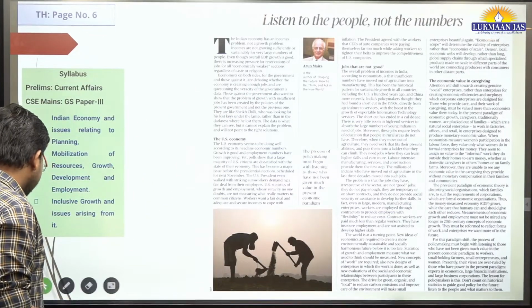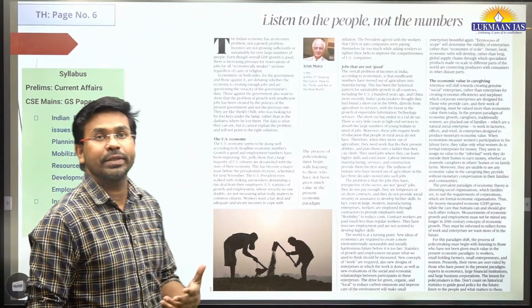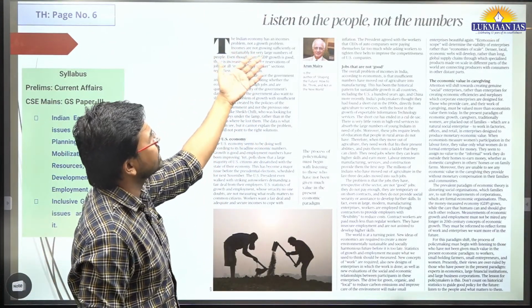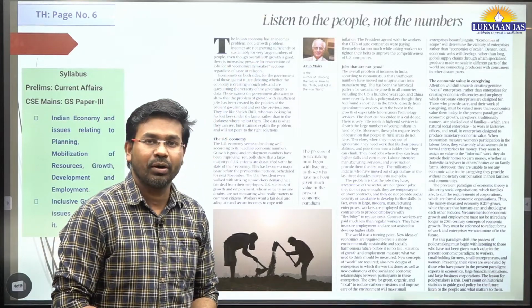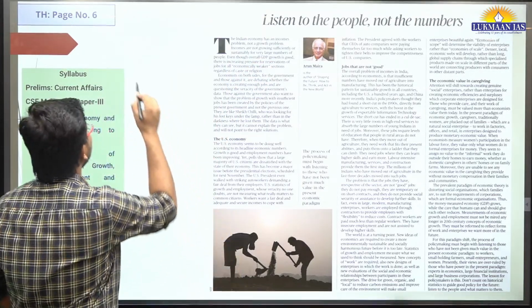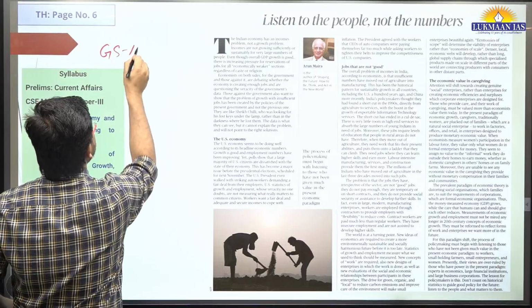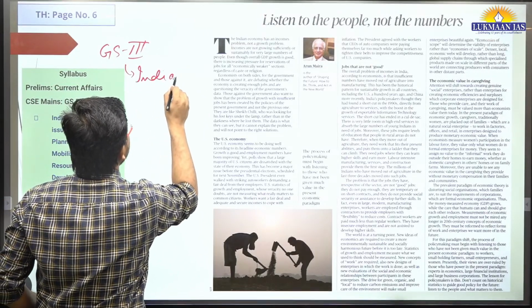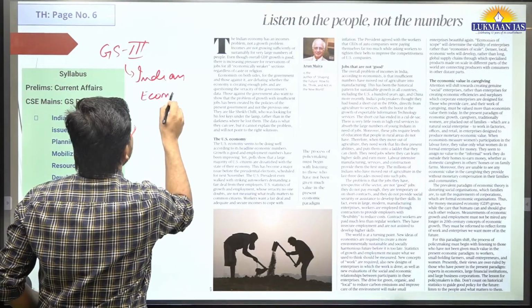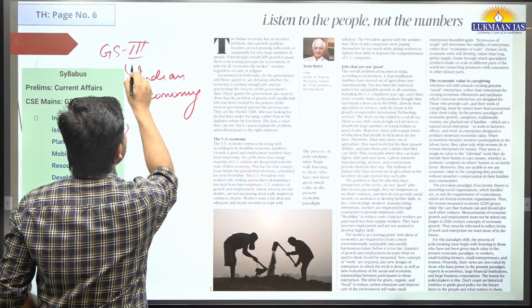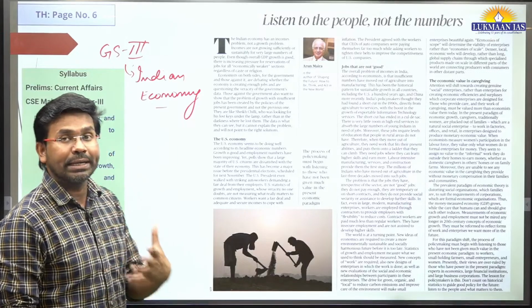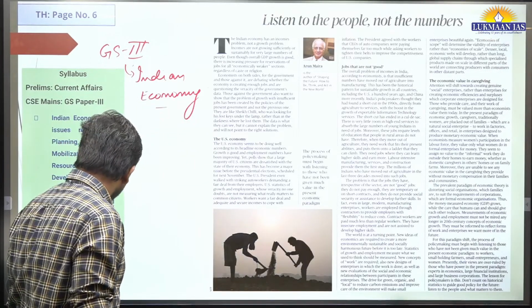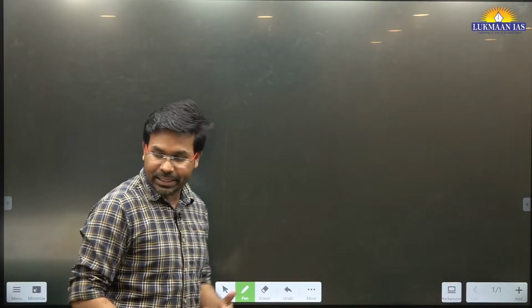Having understood this, now let us look at the first topic of the day. This topic is very important. The name of the topic is Listen to the People, Not the Numbers. This topic is important for GS paper 3 of the mains exam, under Indian economy. We are going to discuss this topic in detail and understand what the author wants to talk about. So let's understand this topic quickly.